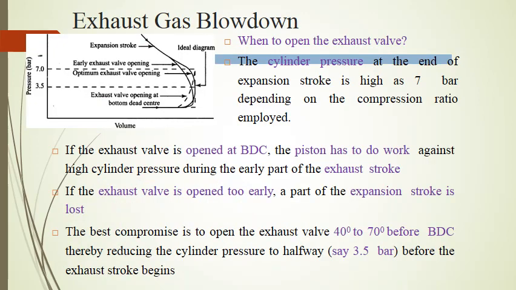The cylinder pressure at the end of the expansion stroke is about 7 bar, depending on the compression ratio employed. If the exhaust valve is opened at the bottom dead center, the piston has to do work against high cylinder pressures during the early part of the exhaust stroke. If the exhaust valve is opened too early, a part of the expansion stroke is lost. The best compromise is to open the exhaust valve 40 to 70 degrees before bottom dead center, thereby reducing the cylinder pressure to halfway, say for example 3.5 bar, before the exhaust stroke begins.